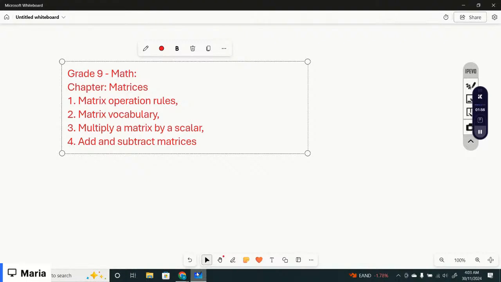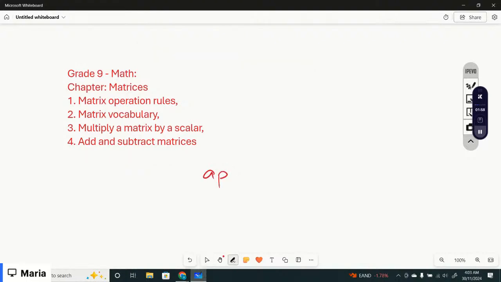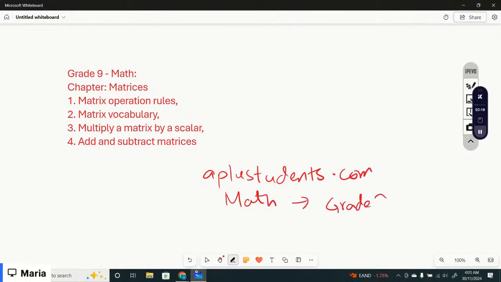You can find all the lessons on aplusstudents.com. You have to log in there using your email address and password as provided by the administrator. Then you have to select math from the subject tab. Scroll down to grade 9 math and then click on view all lessons.